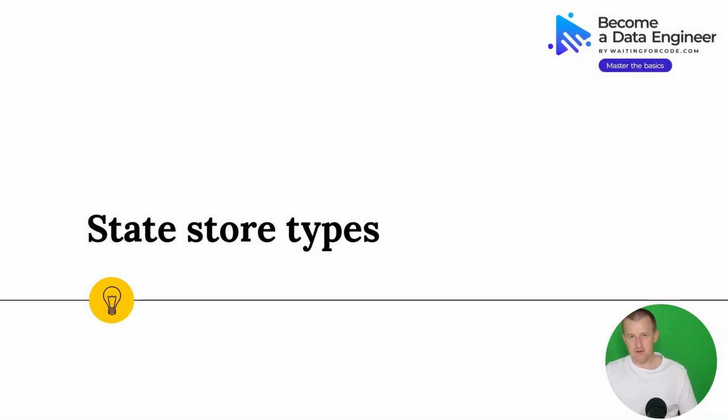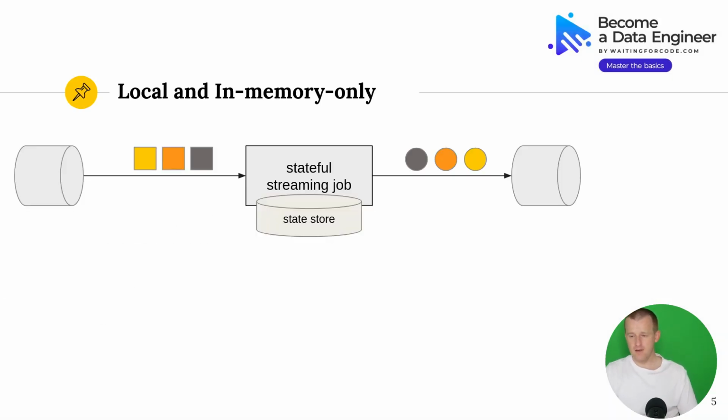And there are different types of state stores. The first one is local and in-memory only, meaning that the state store is tied to your streaming job and it generally shares its life cycle. So if you have, let's say, a serverless application on Kubernetes, for example, and you deploy it with 4 Docker containers, the state is stored in each container and when the container dies, the state dies too. So there is no persistence between failures.